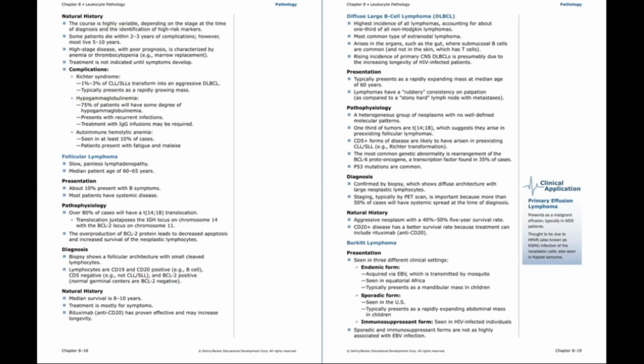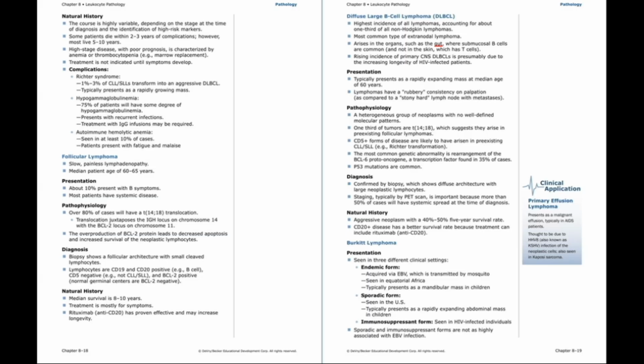Diffuse large B-cell lymphoma has the highest incidence of all lymphomas in the U.S. and accounts for about 1/3 of all our non-Hodgkin's lymphoma. It's the most common type of extranodal lymphoma. It arises in organs such as the gut, where the submucosal B cells are very common. Of course, we don't tend to see it as commonly in skin, which mostly uses T cells out of our adaptive immune system. There's a rising incidence of primary diffuse large B-cell lymphomas in the brain, and this is presumably due to the increasing longevity of our HIV-infected patients. And remember, these represent reactivation of Epstein-Barr virus.